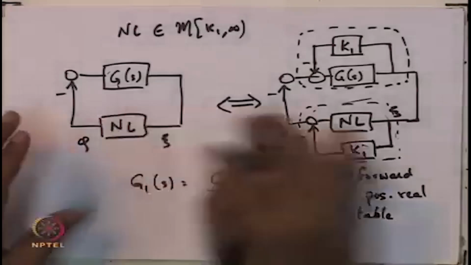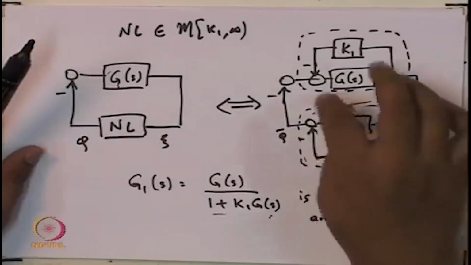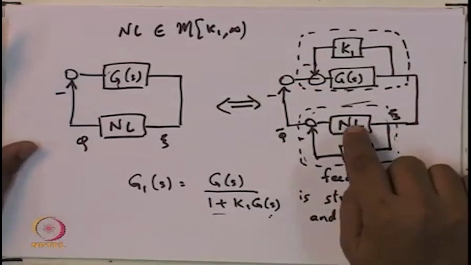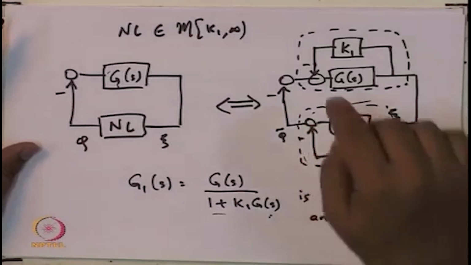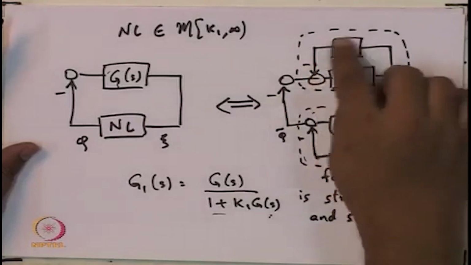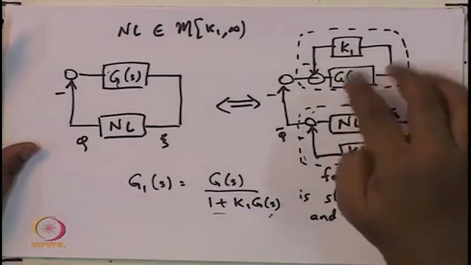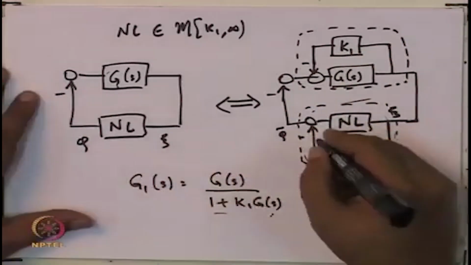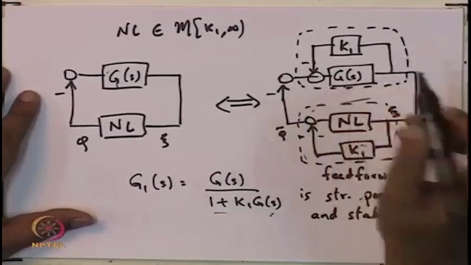So, I hope this is clear. What you are really doing is some sort of a loop transformation. On the nonlinearity, you gave a feed forward loop, and as a result on the linear plant you give a feedback loop. Both these loops have the same gain. So, there is a feed forward loop with negative gain, and here you have a feedback loop with a negative feedback.